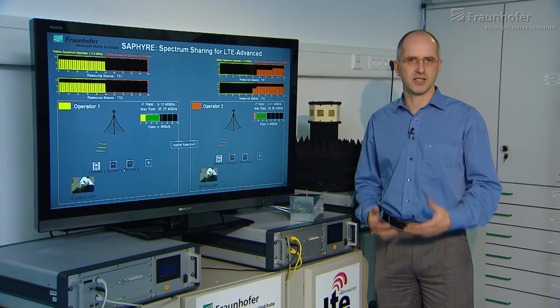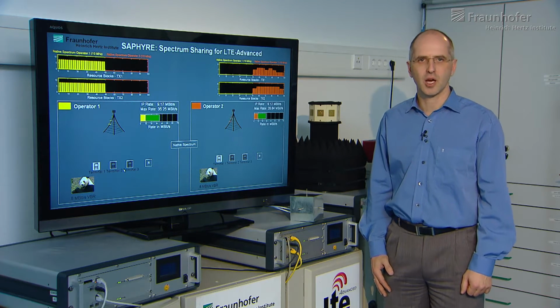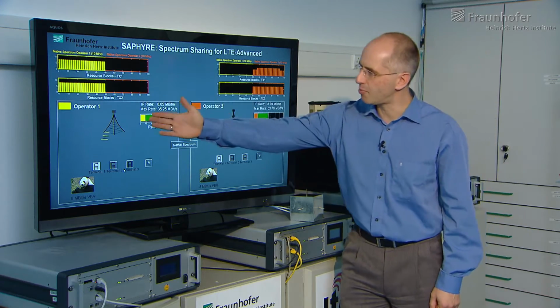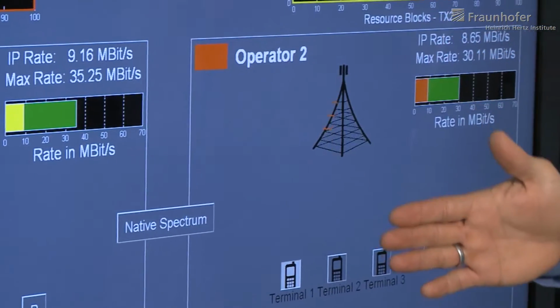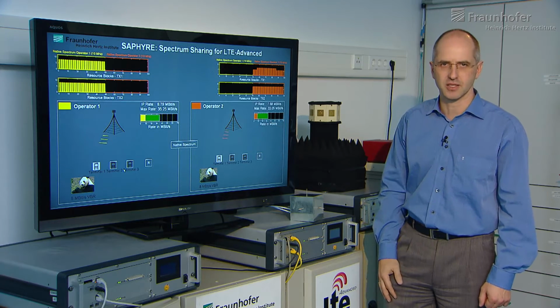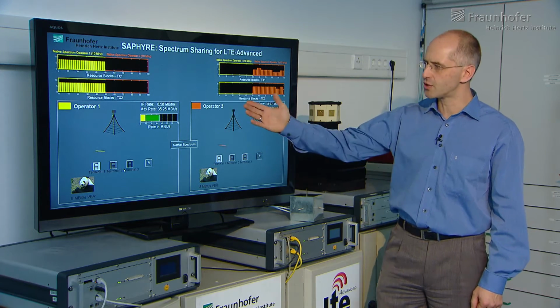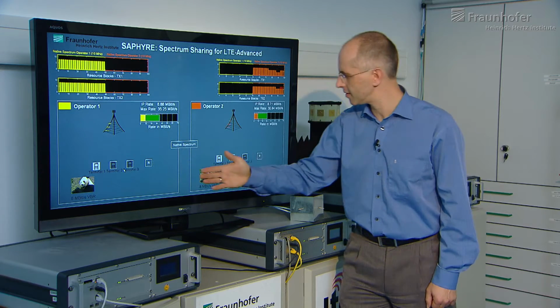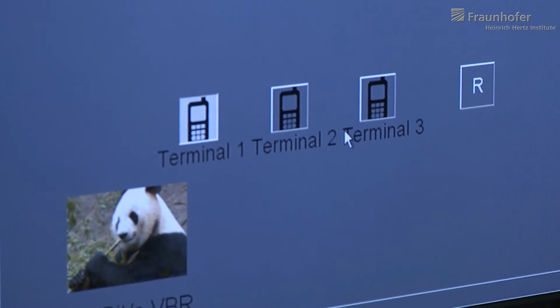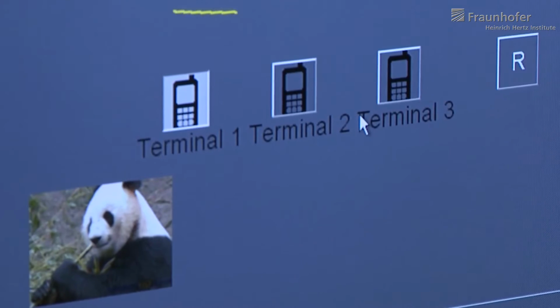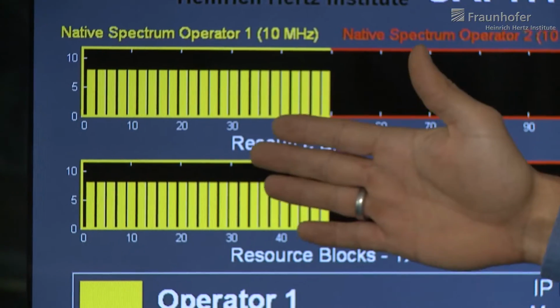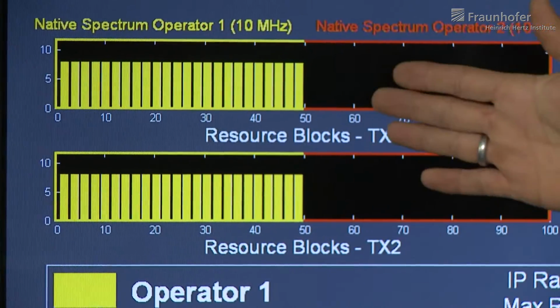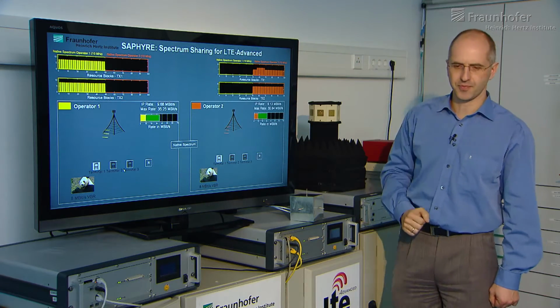Imagine a standard cellular situation where you have several operators, operator 1 and operator 2, operating their service at the same location. And they provide service to their users. You see here some exemplary video services. And these services are operated in the spectrum of each operator.